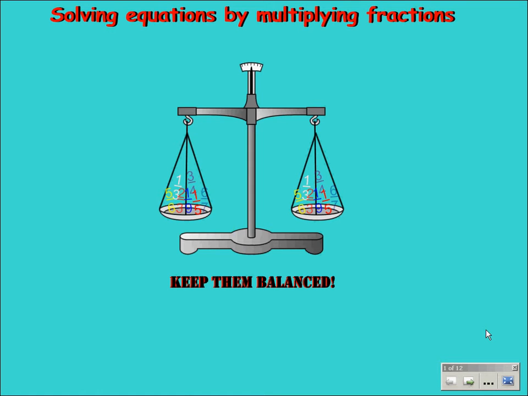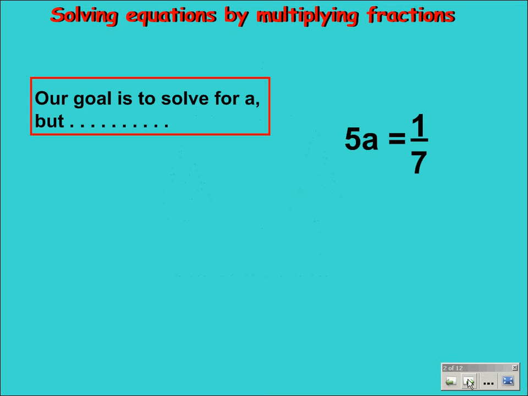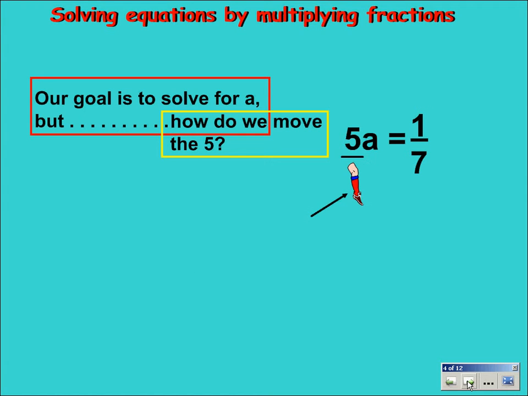This is Mr. Easter, and the topic of this lesson is solving equations by multiplying fractions. Remember, we've got to keep both sides of our equations balanced. Our goal in this equation is to solve for a, but how do we move the 5 to the other side? Well, some teachers say you can give it a leg, which is just like a 1, which turns 5a into a fraction: 5 over 1, which is still 5.